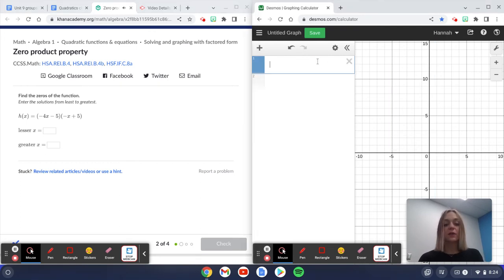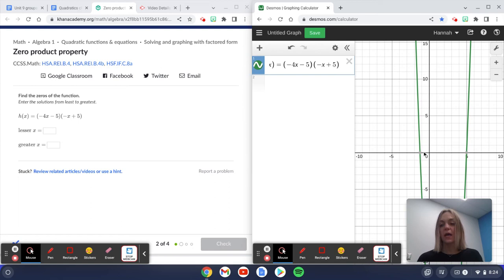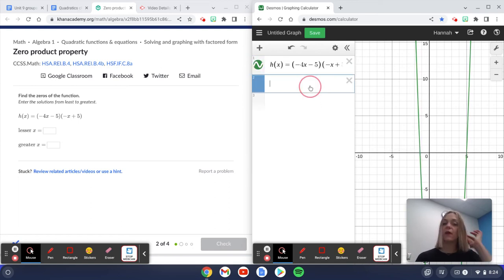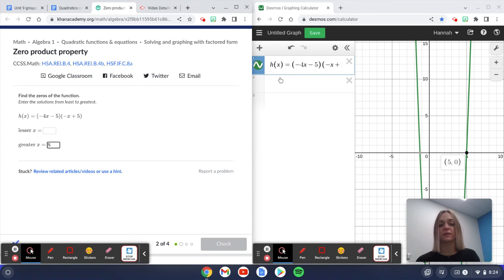Now this one's a little bit different because we're going to have a fraction as an answer. So I'm just going to type it into Desmos. And I get -1.25, so that could be a fraction or a decimal. And then I have +5 here. So no matter what, my bigger x is +5.